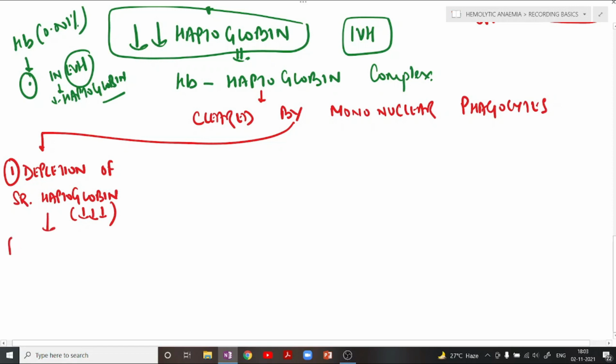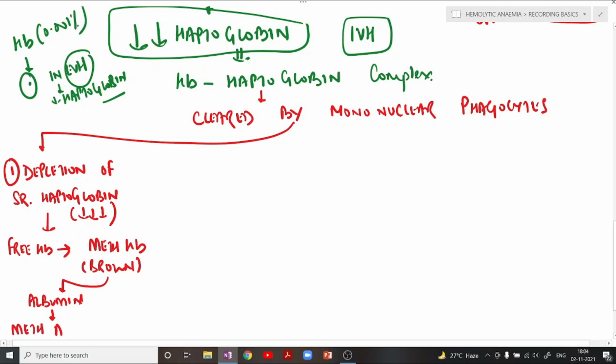Now remember, some amount of free hemoglobin also gets converted to what is called methemoglobin, which is brown in color, and this methemoglobin is classically formed only in case of IVH. This methemoglobin is going to combine with albumin and form what is known as methemalbumin. There is a special test done to detect this methemalbumin, called Schumm's test, which is a very important MCQ. This is with regard to intravascular hemolysis that we are speaking about.